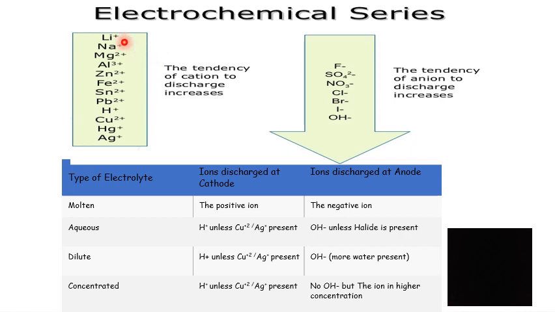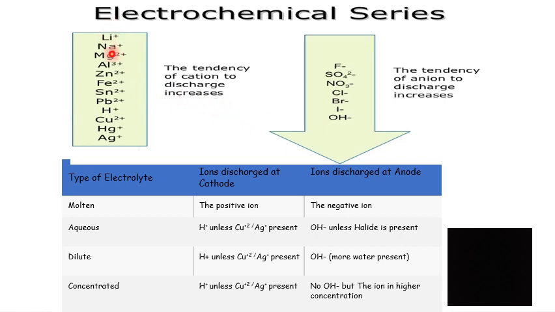So here we have the electrochemical series, and this is just a series of elements, a series of ions, positive ions and negative ions on the right. And it's telling us the order in which the ions are going to be discharged. So which of these positive ions is going to get a chance at the cathode? Which one of these negative ions is going to get a chance at the anode?